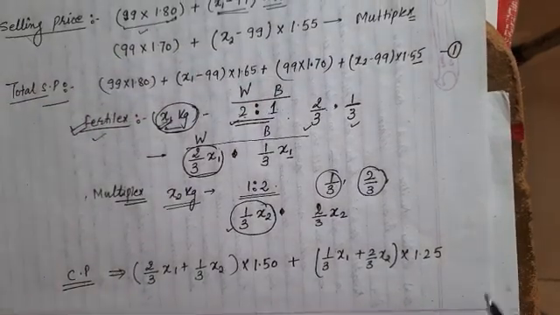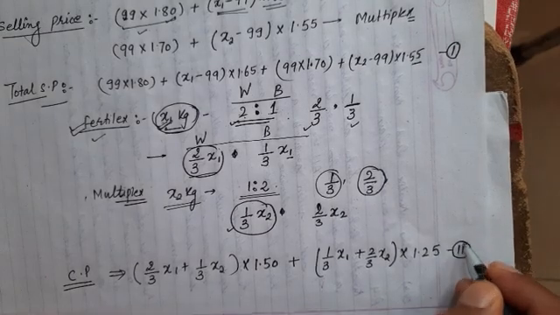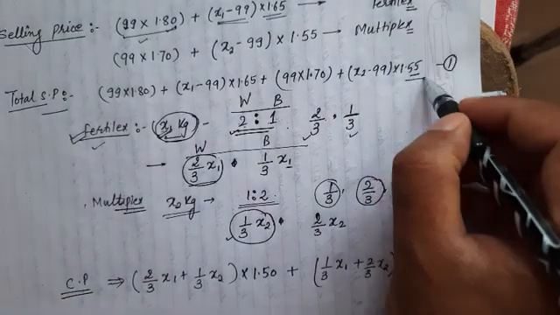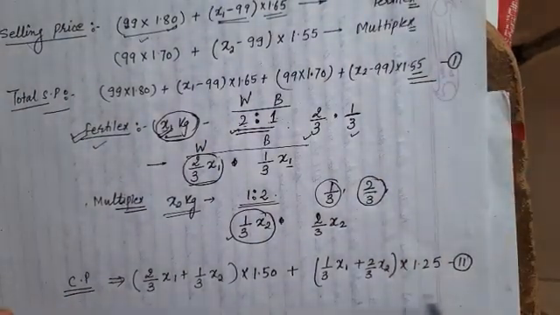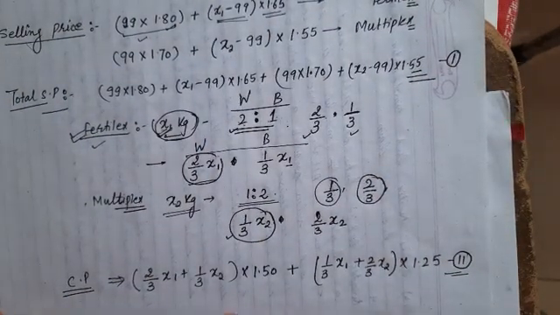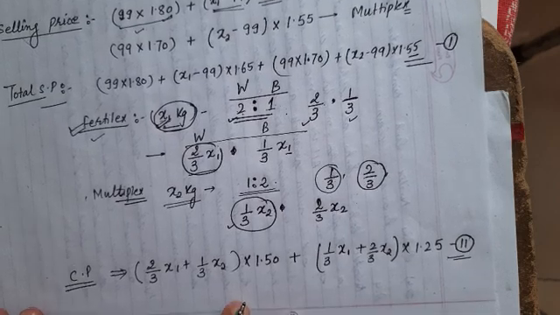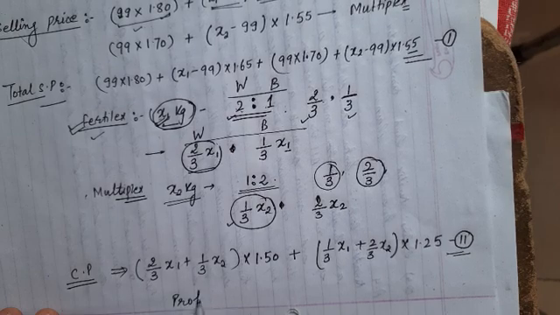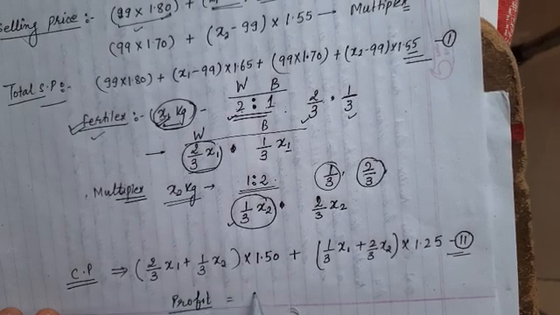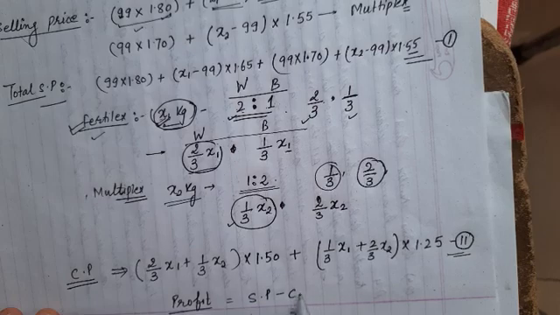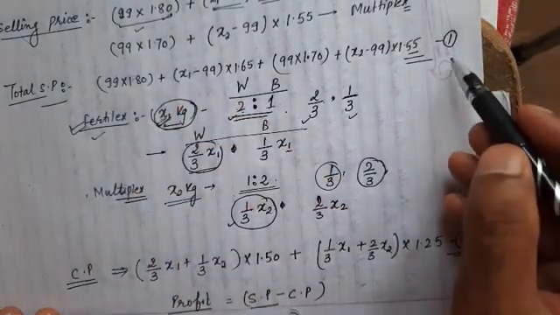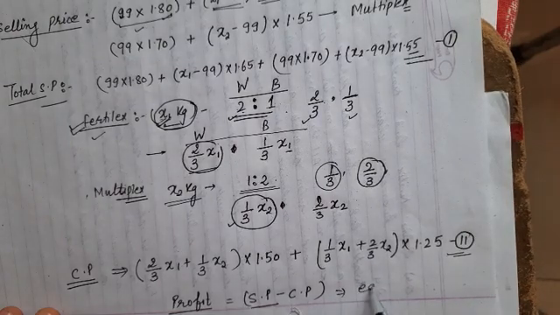So this is equation number 2. Now we have the selling price, which is equation number 1, and equation number 2 is the cost price. So I can write what the profit will be. Profit will be selling price minus cost price. So you substitute these values: equation 1 minus equation 2.